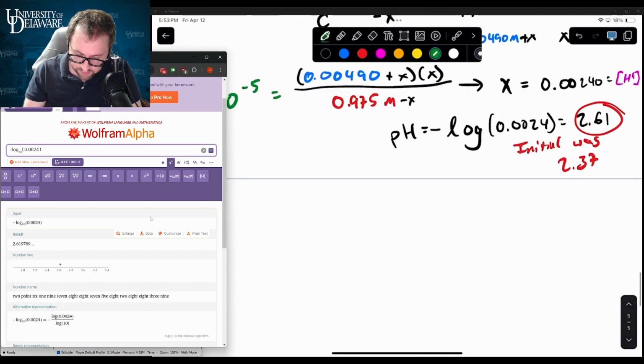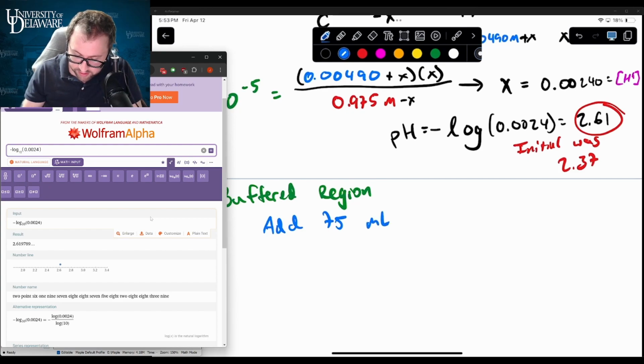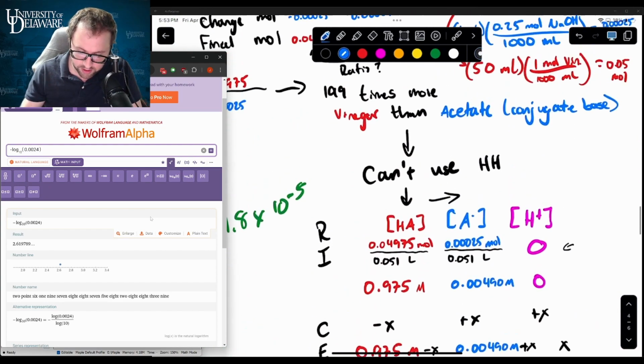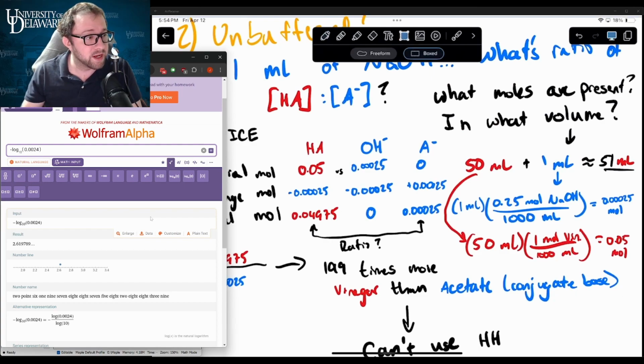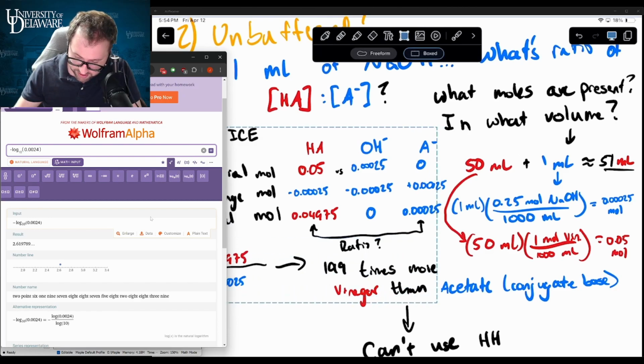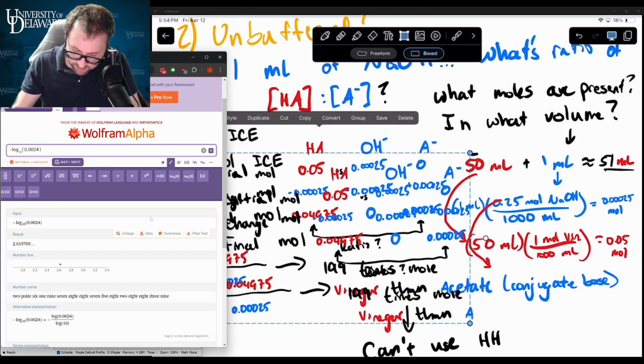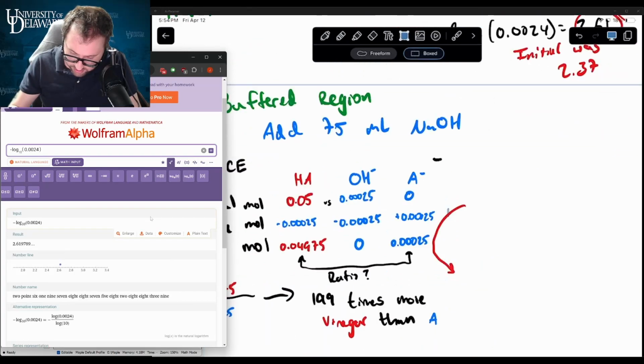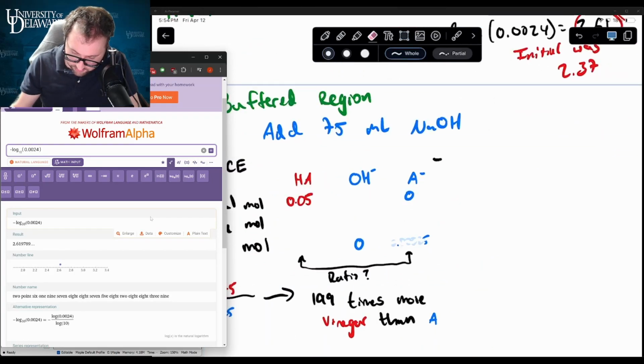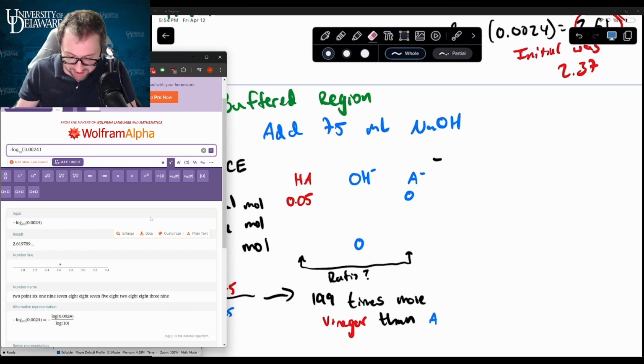All right, so for our next region, our buffered region, let's say we add a more reasonable amount. Let's say we add 75 milliliters of NaOH. We actually do the same thing here. We still have to start with our mole ICE table and find out what this ratio is. The difference is we'll just have different values in here. So let's erase some stuff. Whenever you do these, I think it's easier to just keep recycling your old table and start from 0. You don't have to sequentially update these if you're doing a whole bunch of them.